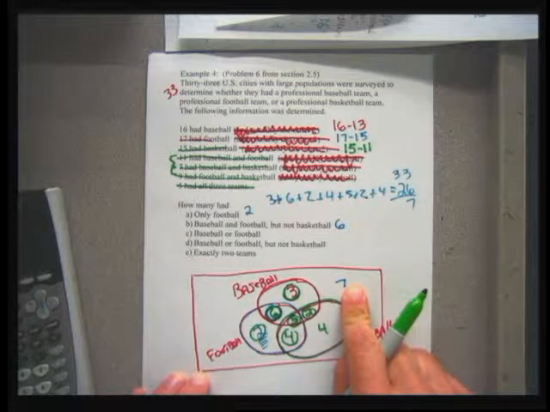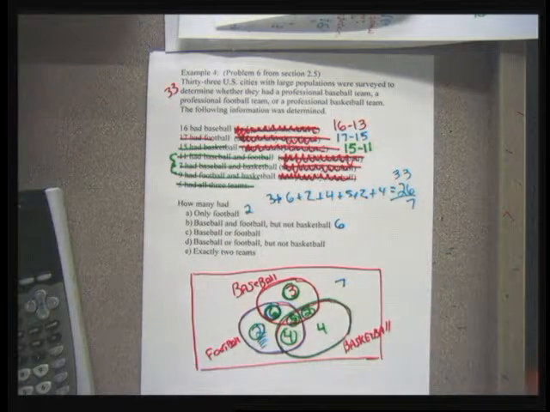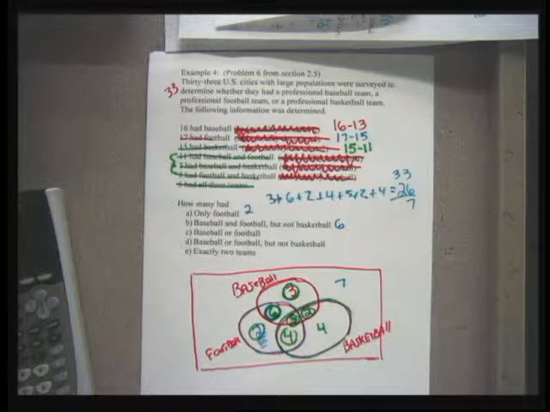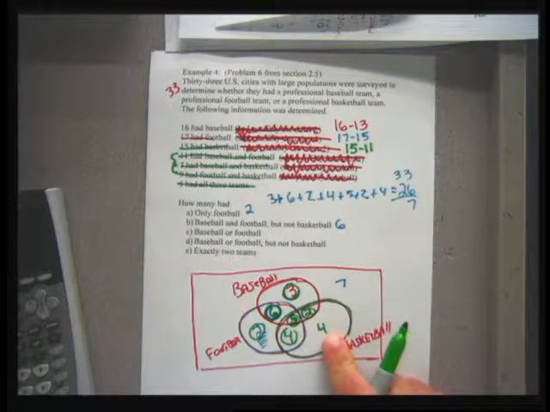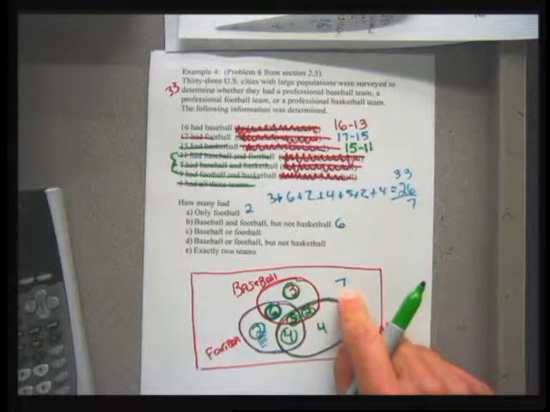So part C wants baseball or football, or both baseball and football, or baseball and basketball and football, or baseball and basketball. It's counting everything of the 33 except the 4 cities that only have basketball, that don't have baseball and football, and the 7 cities that are missing everything.